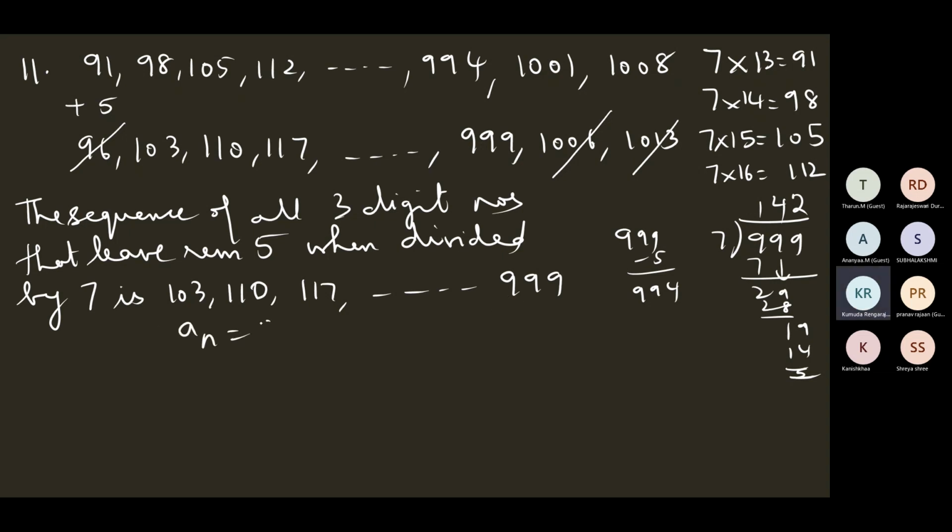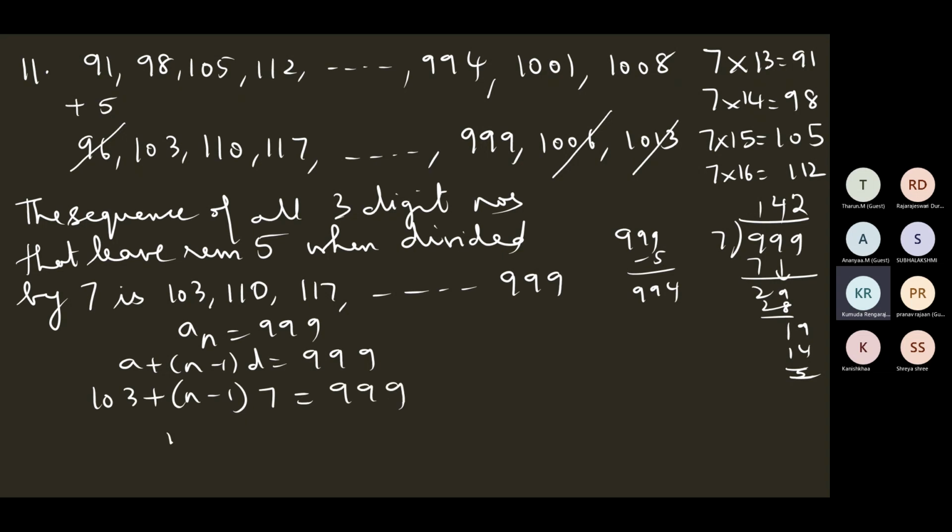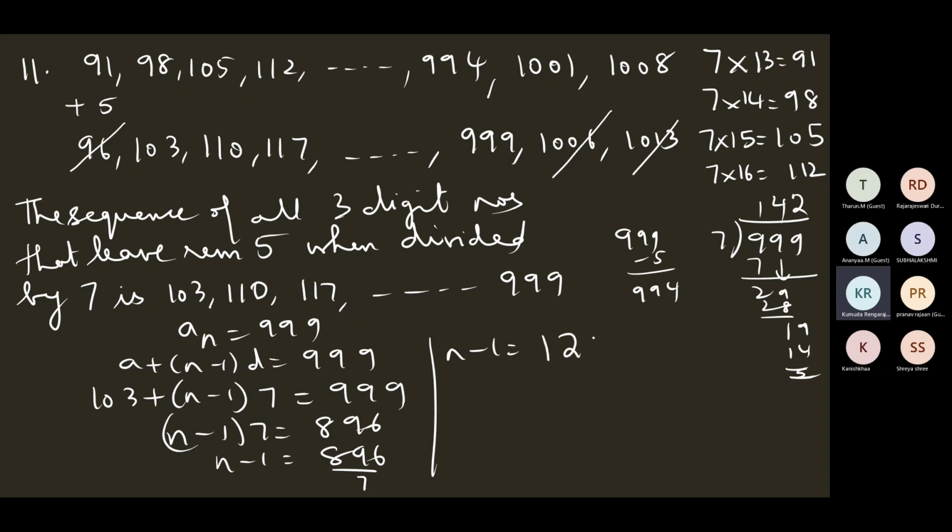So an is equal to 999. a plus (n minus 1) into d is equal to 999. 103 plus (n minus 1) into 7 is equal to 999. (n minus 1) into 7 is equal to 999 minus 103, so 896. n minus 1 is equal to 896 divided by 7. 7 1s are 7, 7 2s are 14, 7 8s are 56. n is equal to 129. So there are 129 numbers in the sequence.